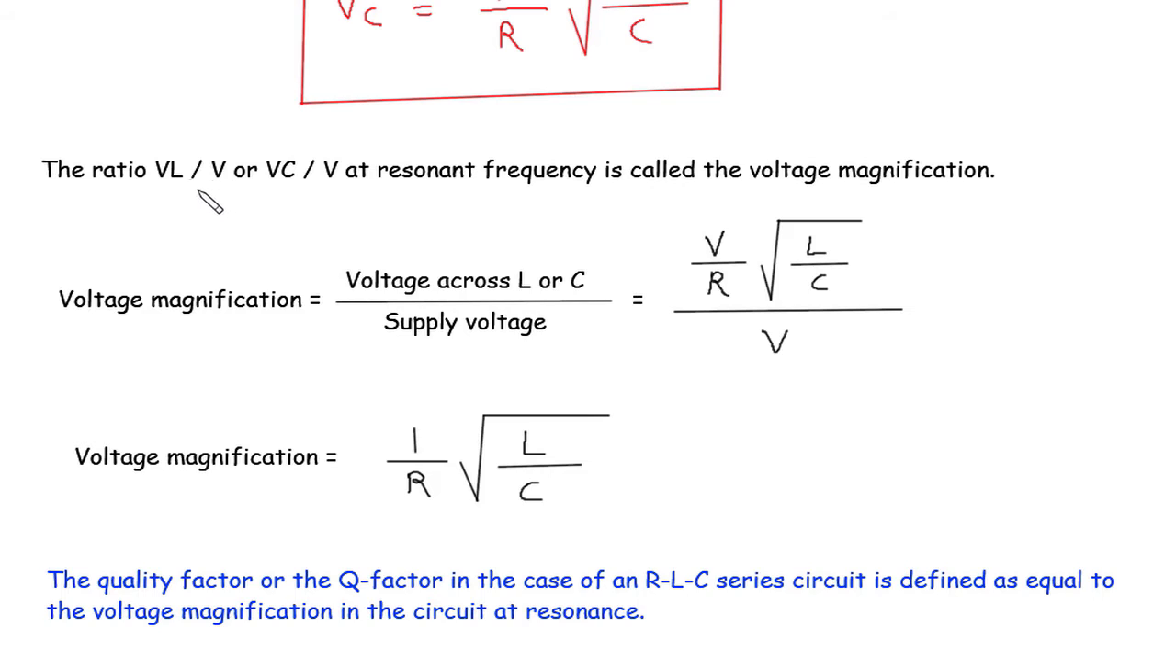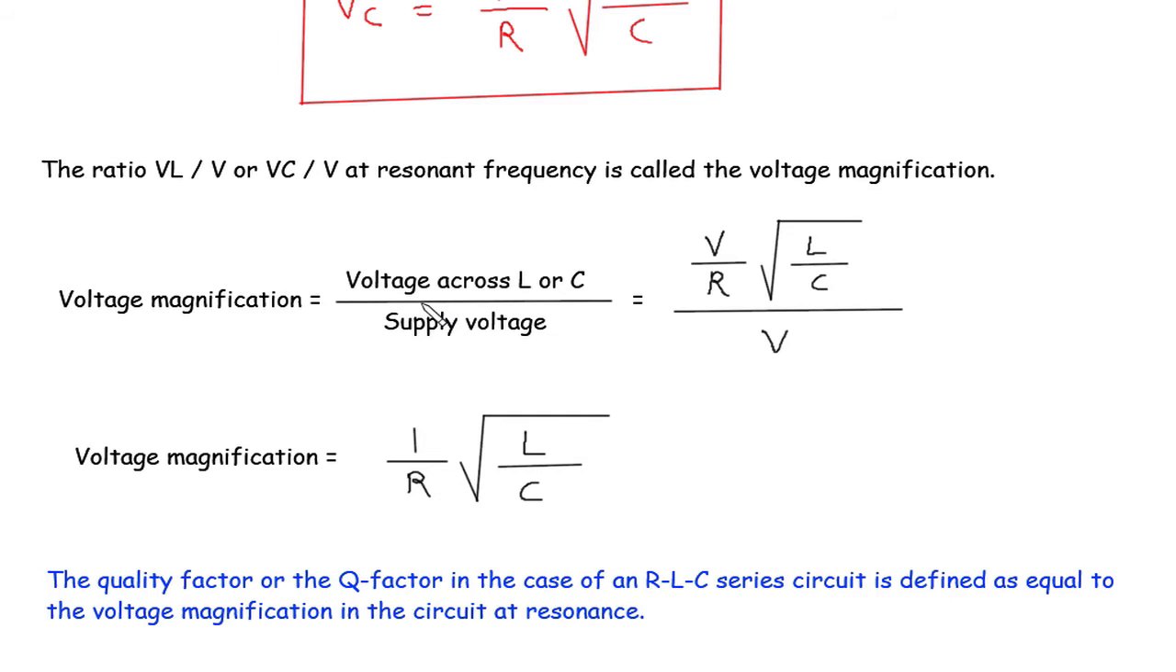The ratio of VL by V or Vc by V. This VL is the voltage drop across the inductor divided by the applied voltage, or Vc is the voltage drop across the capacitor divided by the applied voltage at resonant frequency, is called the voltage magnification. Now here we can see voltage magnification is equal to the voltage drop across the inductor or capacitor divided by the supply voltage.